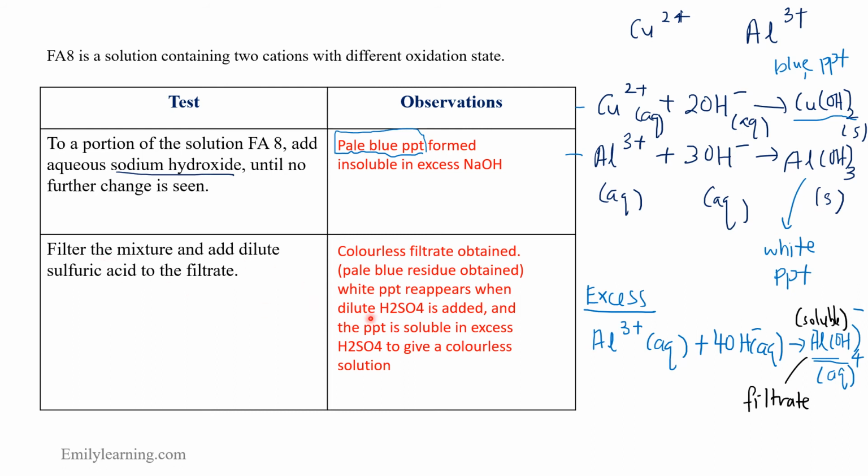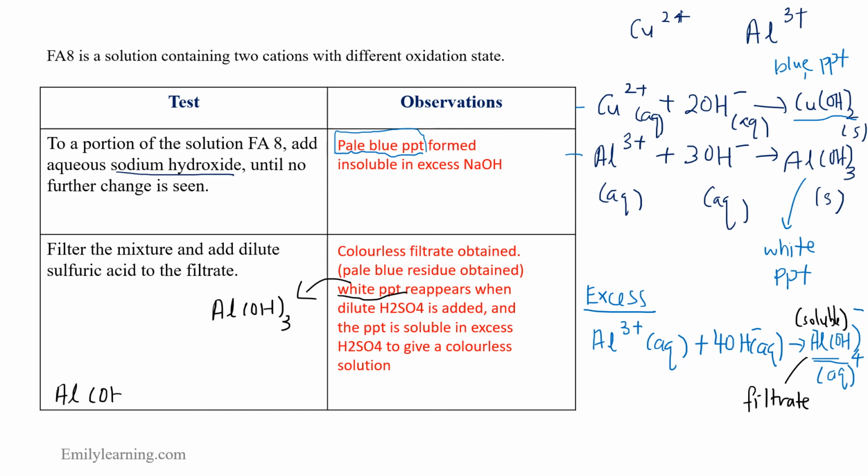Now, when we add H2SO4, what we are doing is getting rid of OH minus. So when you have very little OH minus left, what happens? You will not have this complex, right? So you will reprecipitate out Al(OH)3. So you will get a white PPT. The white PPT reappears, and this white PPT is basically your Al(OH)3.